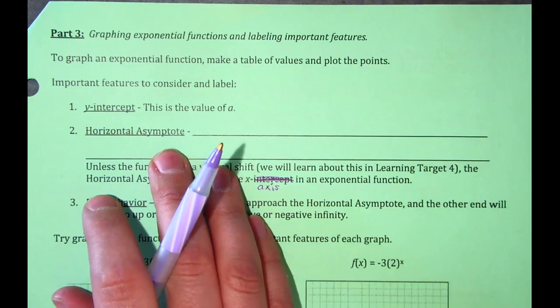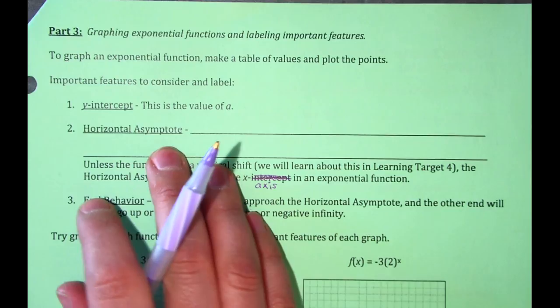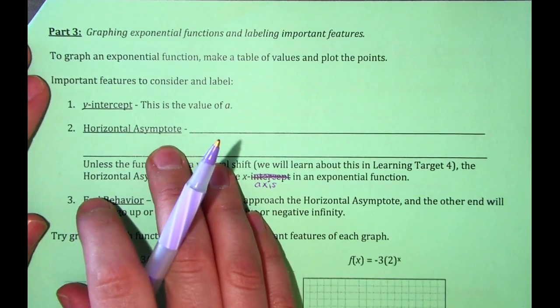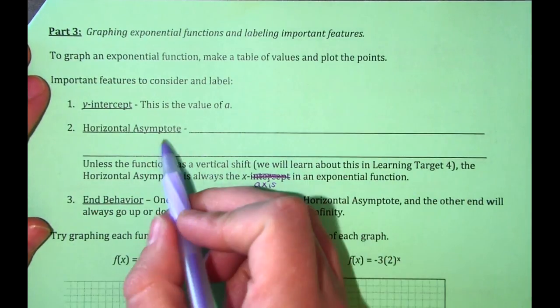Asymptote is an imaginary line on a graph that the function will get closer and closer and closer to, but never actually touch. An example of this is in an exponential function. The x-axis is usually an asymptote. It's something that the function is going to get closer and closer and closer to, but never touch.